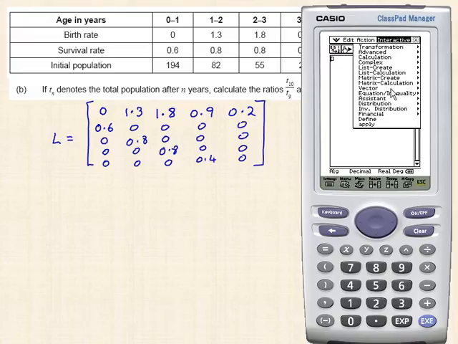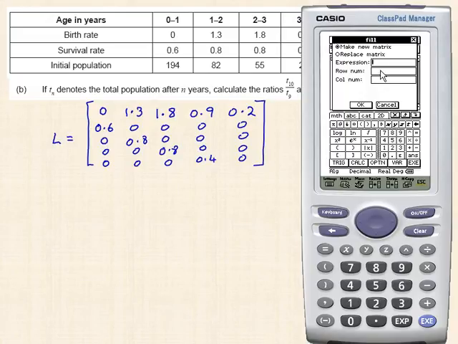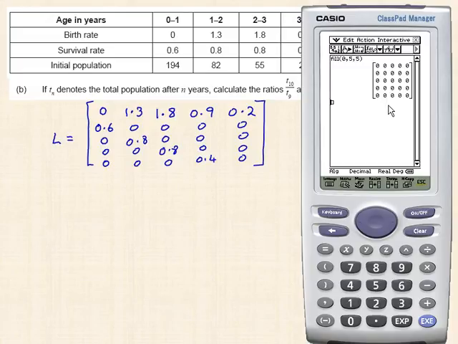So if we go to Interactive and Matrix Create and go for Fill, put in zeros everywhere since most of the matrix is zeros, and we want 5 rows and 5 columns, and that gives us this matrix. Now we'd like to edit this matrix, so let's put in the values that are non-zero.